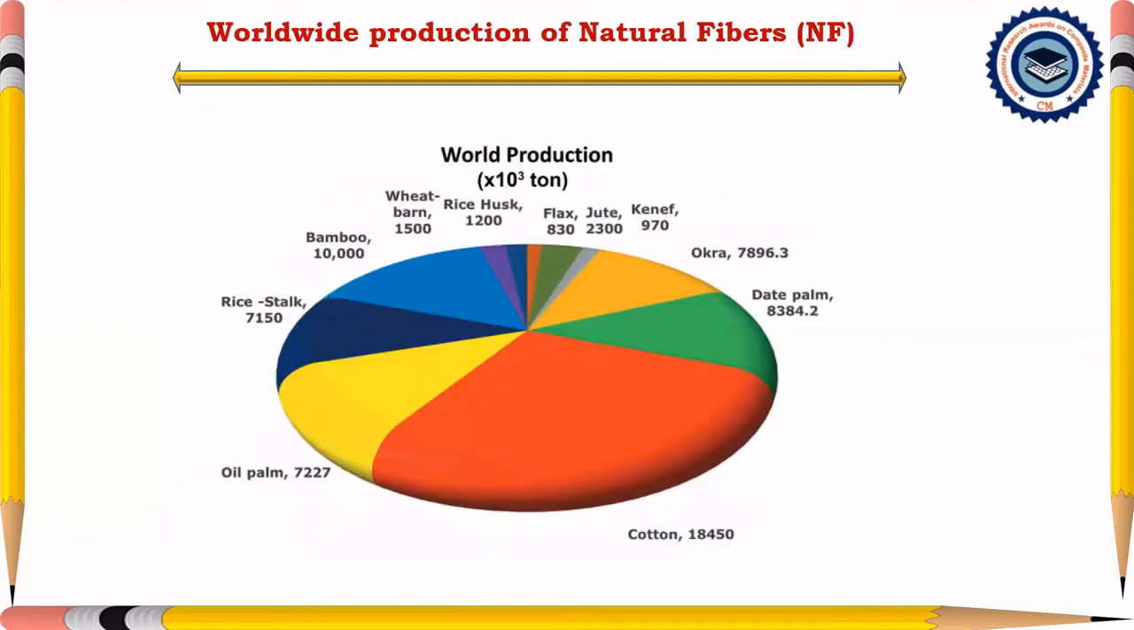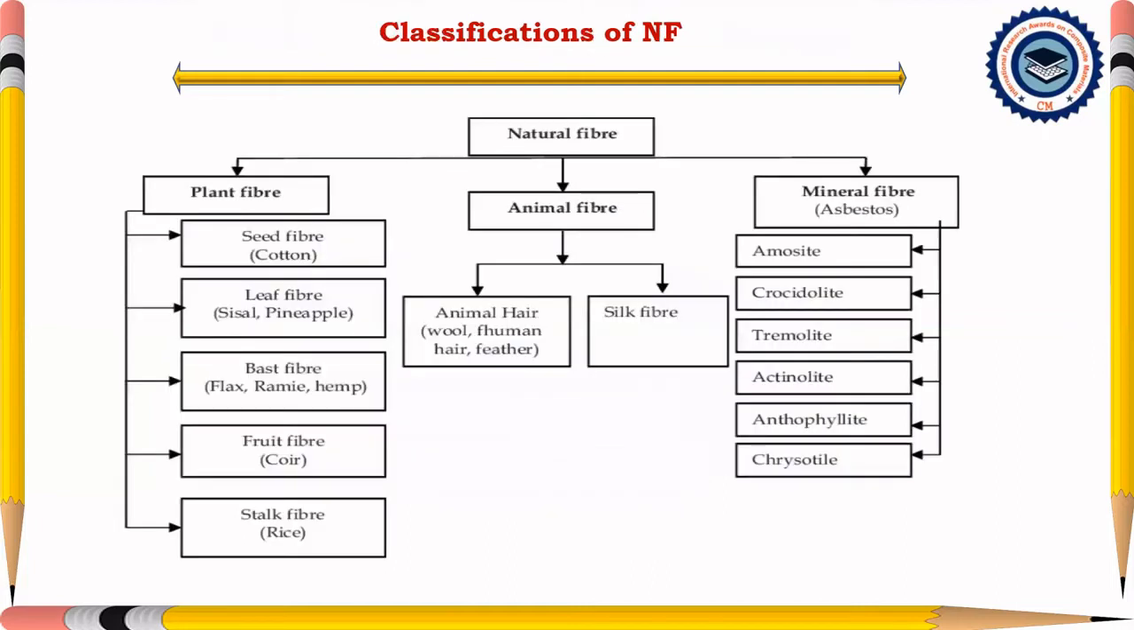See, next one. This is the worldwide production of natural fibers. Actually, this diagram shows worldwide production in units of 10 to the power of 3 tons. For example, here I am considering oil palm in yellow color. It indicates 7227, so we have to consider it as 10 to the power of 3 tons. According to the worldwide production, the natural fibers help the overall environmental production.